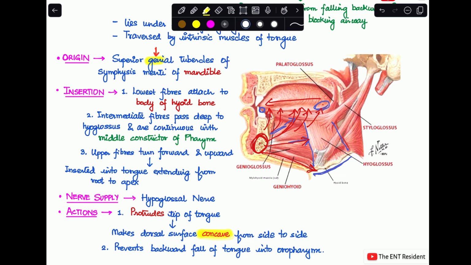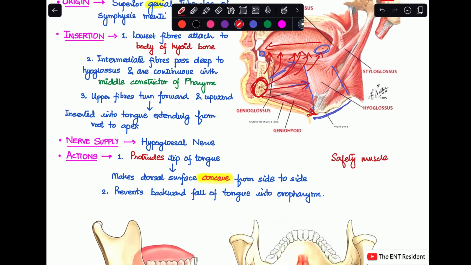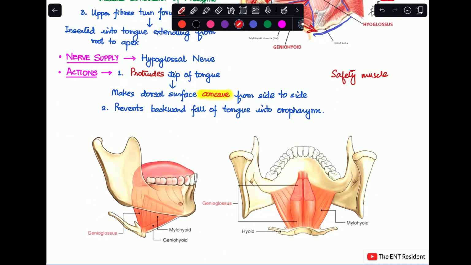Now, in case this muscle gets paralyzed or is not functioning, your tongue will fall back into your airway, and as a result of the obstruction of the airway, a person will collapse. This is the precise reason why genioglossus is known as the safety muscle of the tongue. Next, we move on to the next muscle.